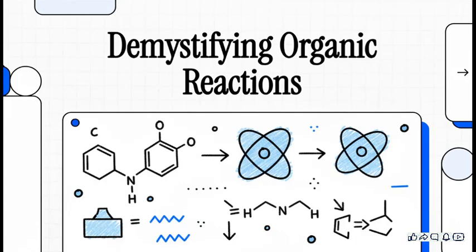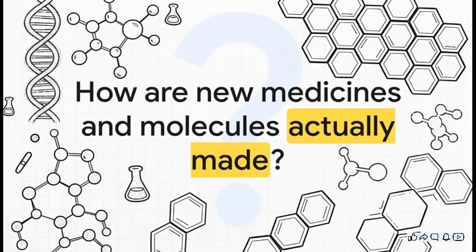Today, we're pulling back the curtain on organic chemistry to reveal the surprisingly simple blueprints that chemists use to, well, build pretty much everything around us. Have you ever looked at a really complex molecule, maybe for a life-saving drug or some high-tech material, and just thought, how on earth did anyone figure out how to make that? It can seem almost impossibly complicated.